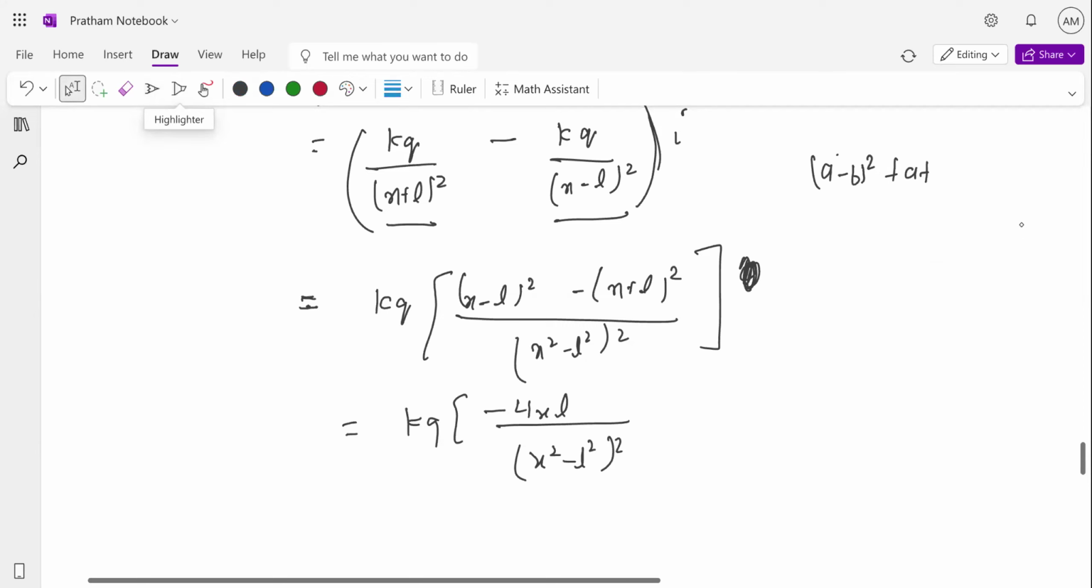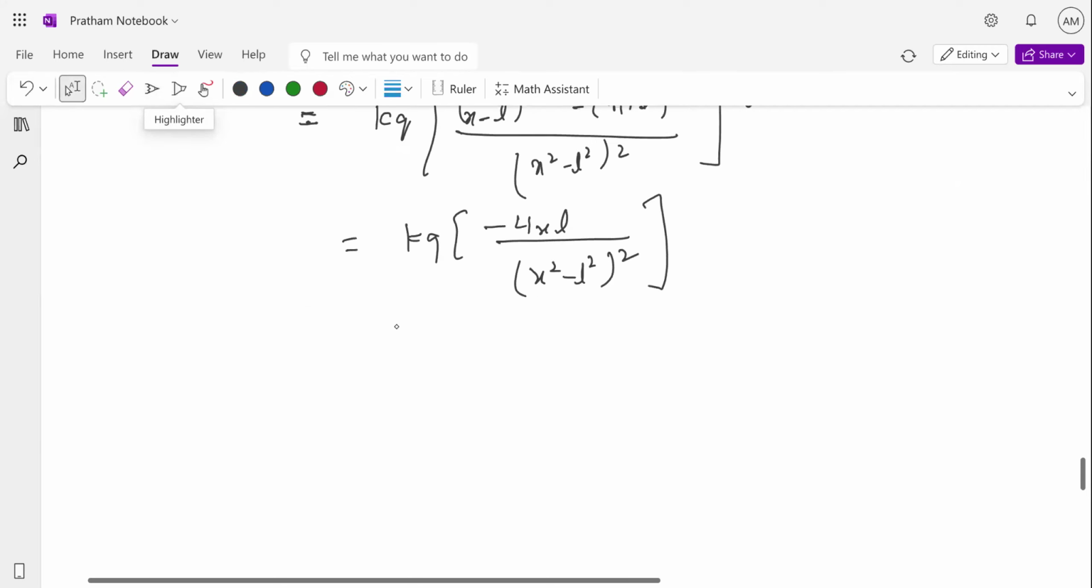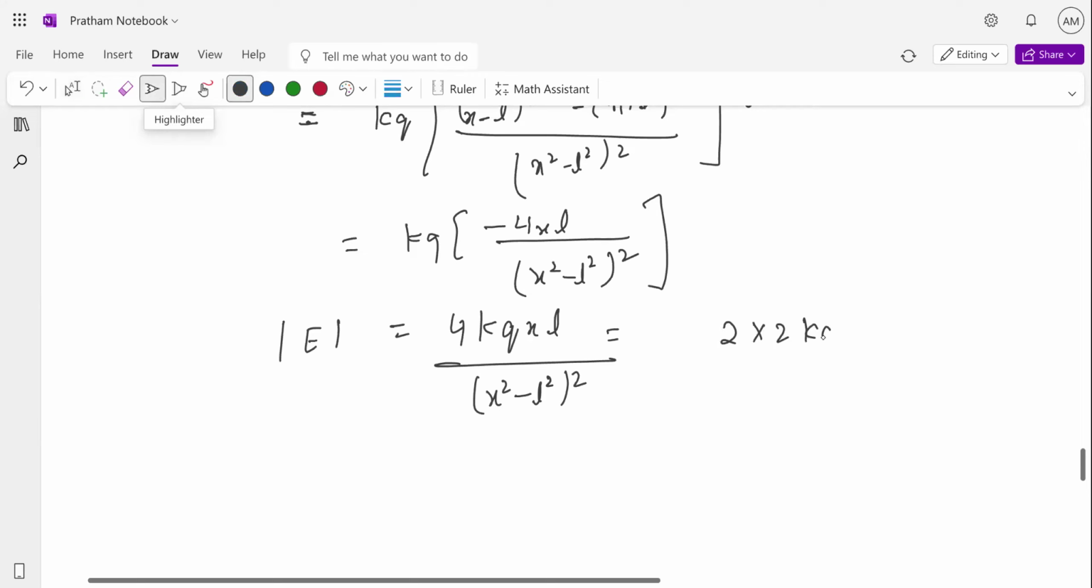So this was the thing. What you can see here is, just take all these inside. Let's put the magnitude, because the negative sign is there, and I want to remove it for now. So kq 4xL divided by (x square minus L square) square. Can I rewrite the same thing as 2 into 2kqLx divided by (x square minus L square) square? Can I write this? Yes.